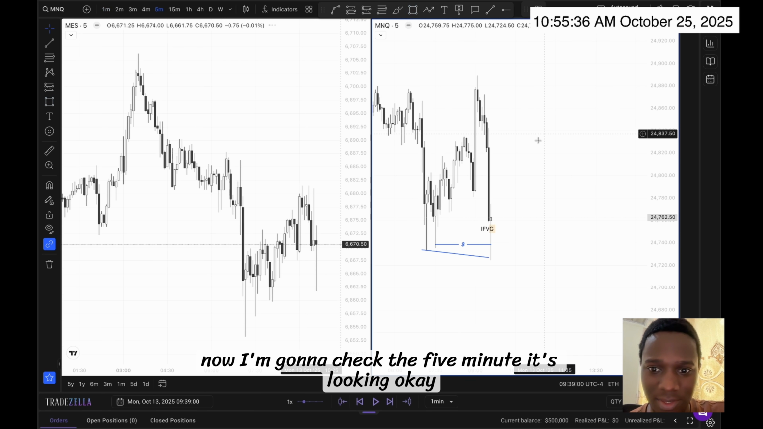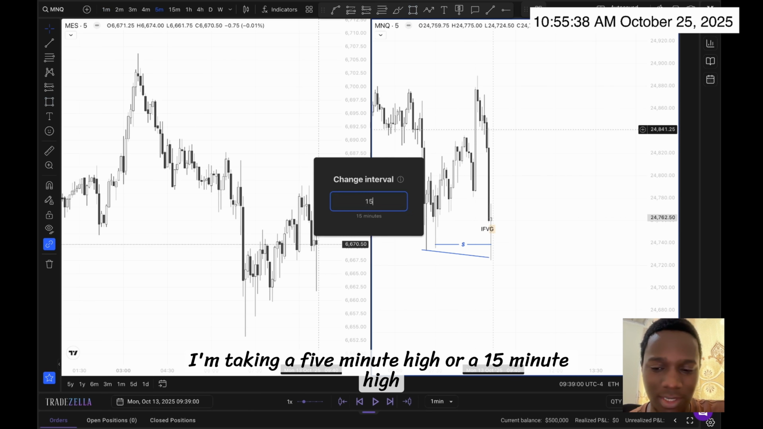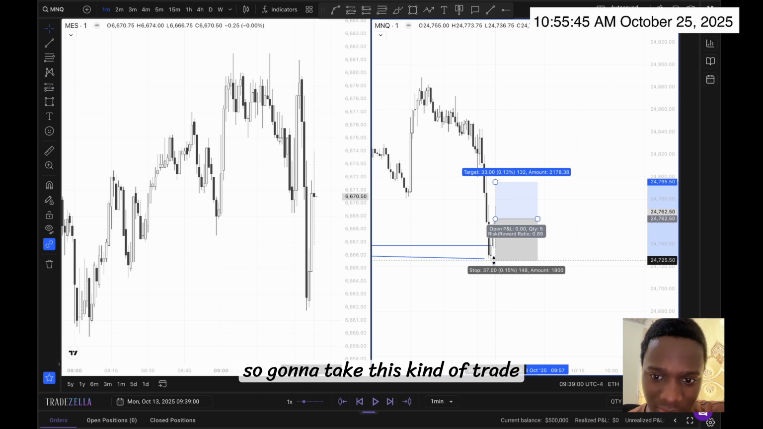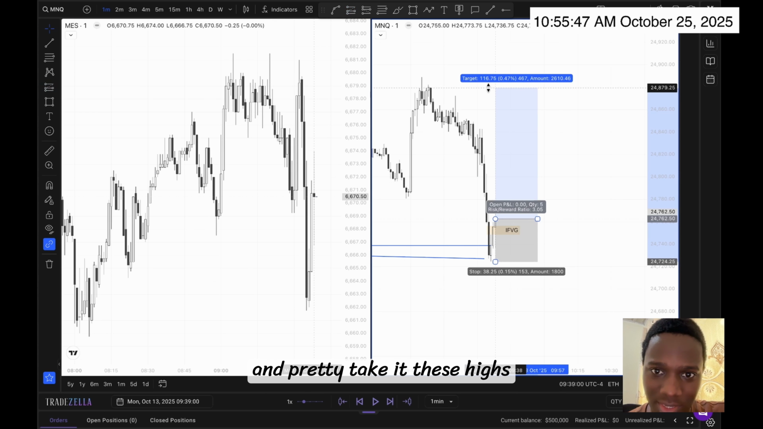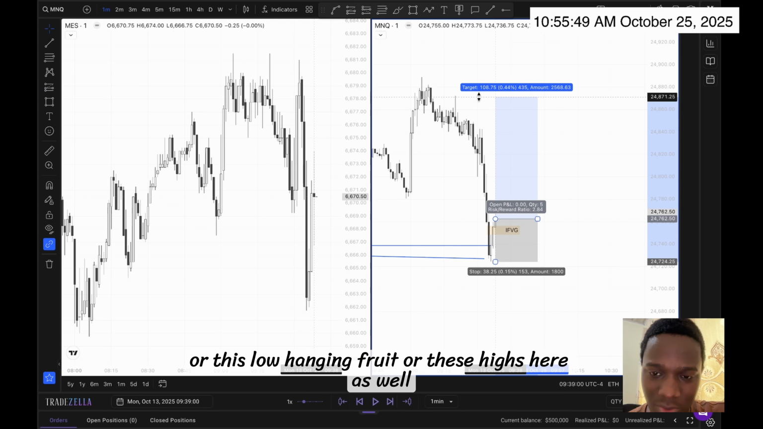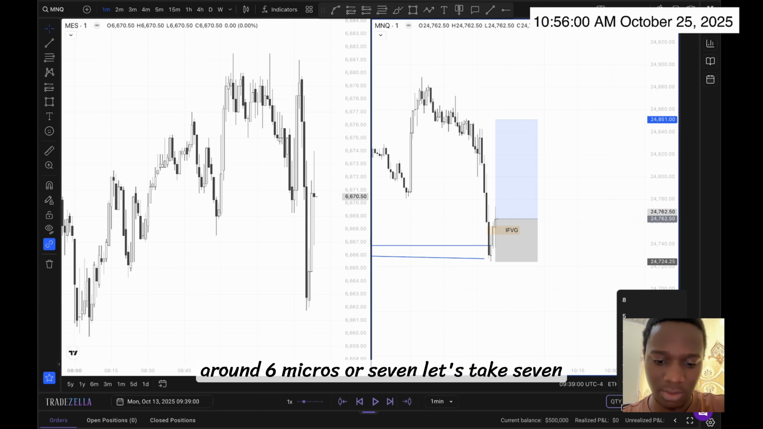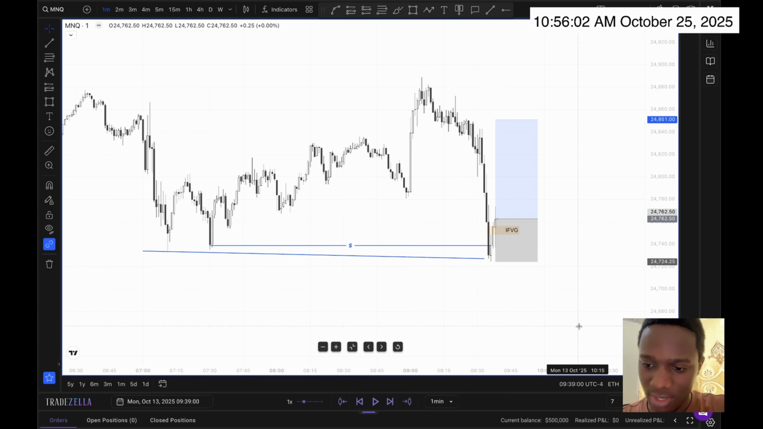Now when you check the 5-minute, it's looking okay. And take it a 5-minute high or a 15-minute high, whichever. So let's see if this entry plays out. So we can take this kind of trade and probably target these highs, or this low hanging fruit, or these highs here as well. So that's 38, and that means I will be risking around 6 micros or 7. Let's take 7, then we buy.